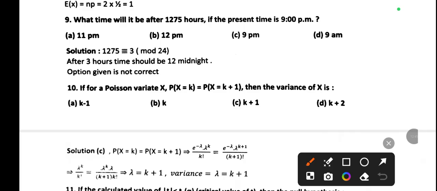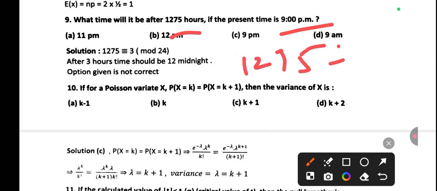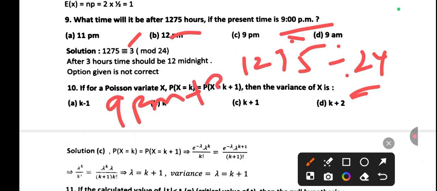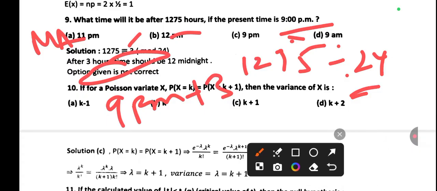What time will it be after 1275 hours, if the present time is 9 p.m.? So 1275 you have to divide by 24, because they're talking about hours. When you divide, the remainder is 3. At last, the 3 is to be added to 9 p.m. You add 3 and you get the answer 12 a.m. The 12 a.m. option was not there, so the option given is not correct, but we are given marks for the attempt in the exam. So don't worry about it. But in the exam, for a question like this, they will give the option. It is easy only.